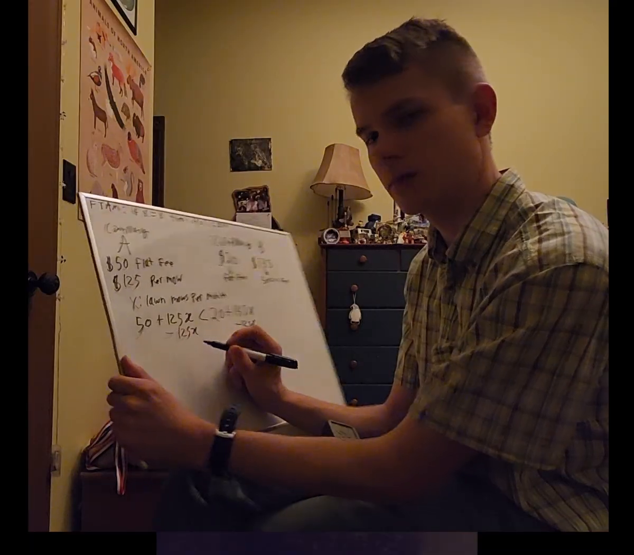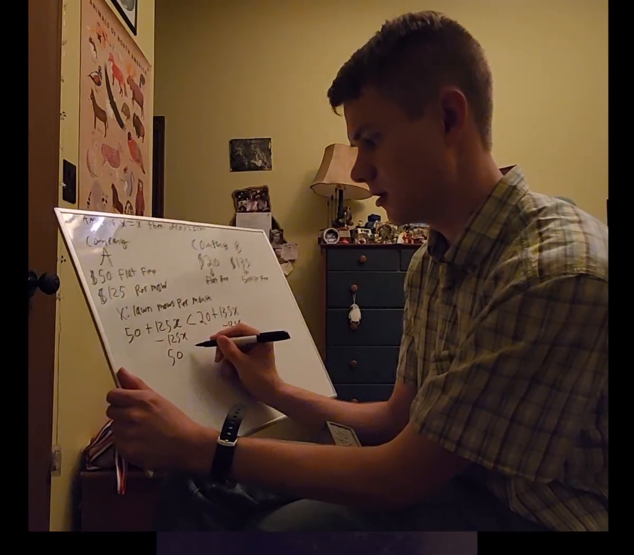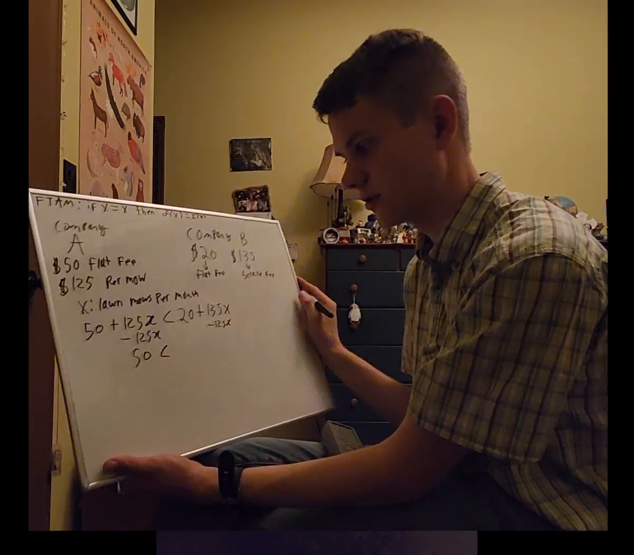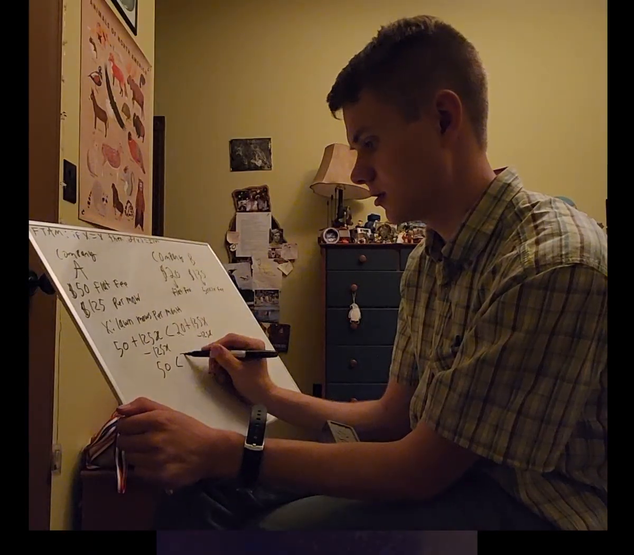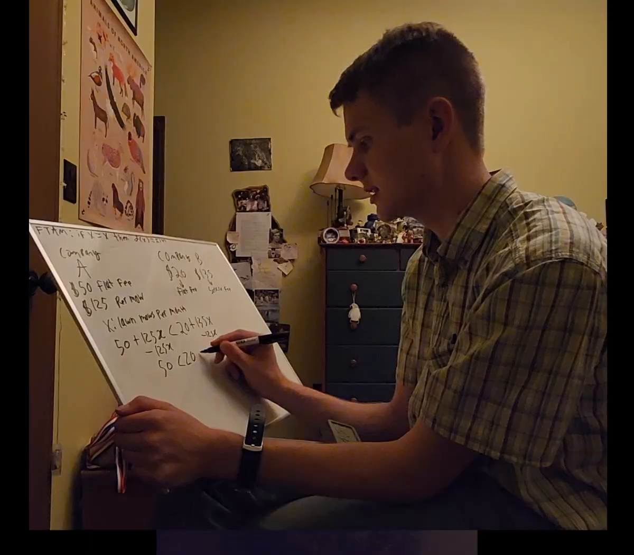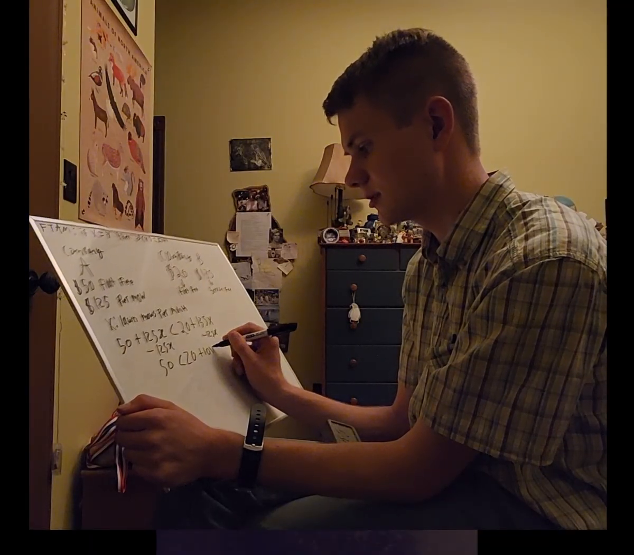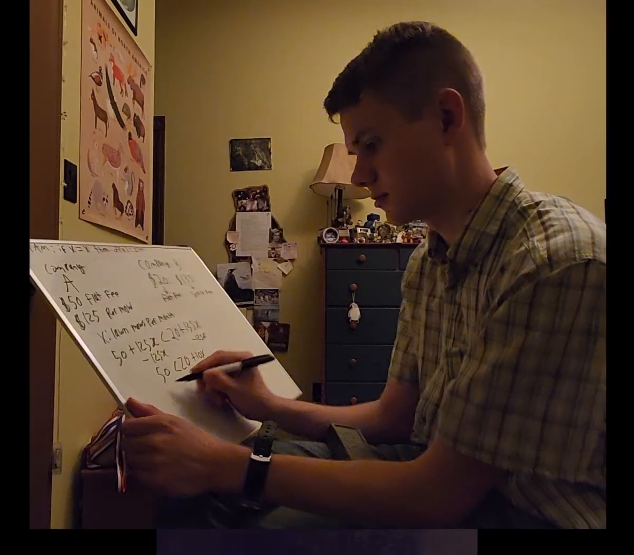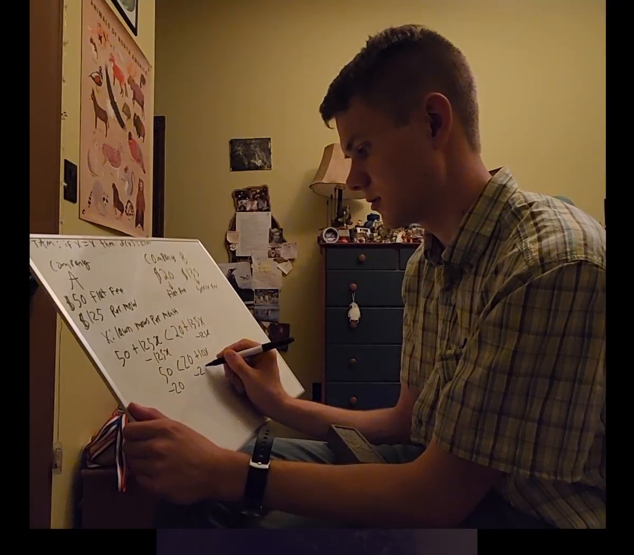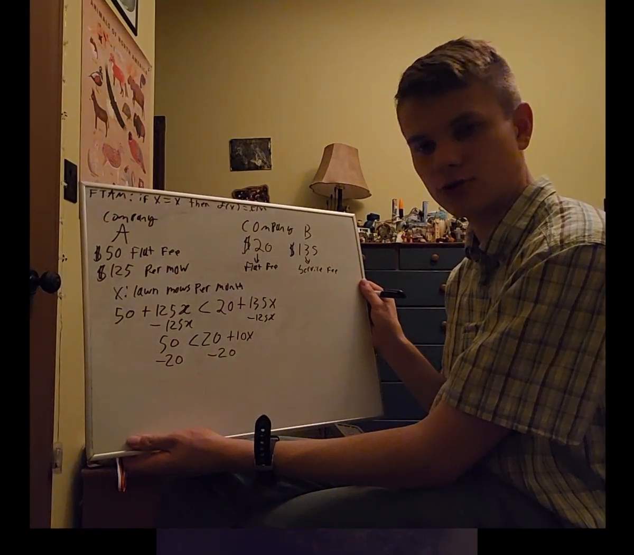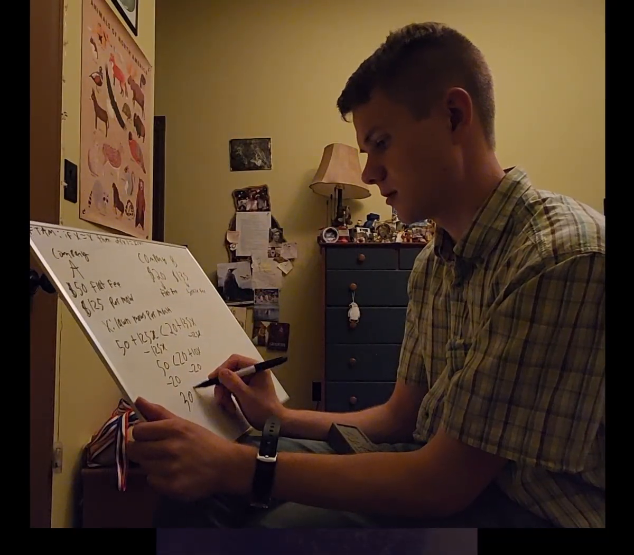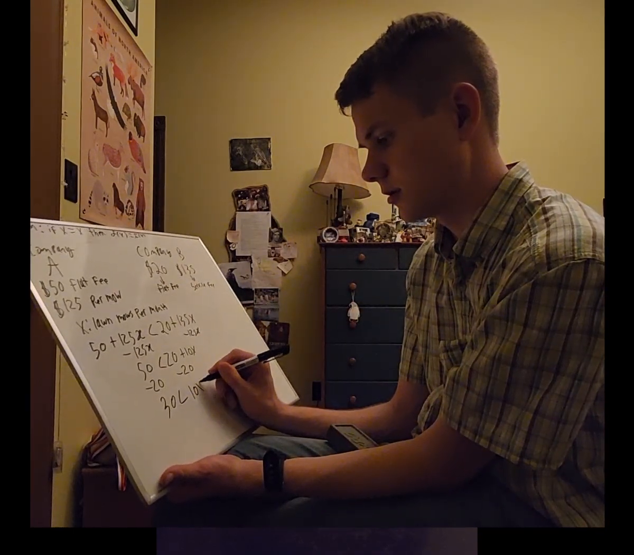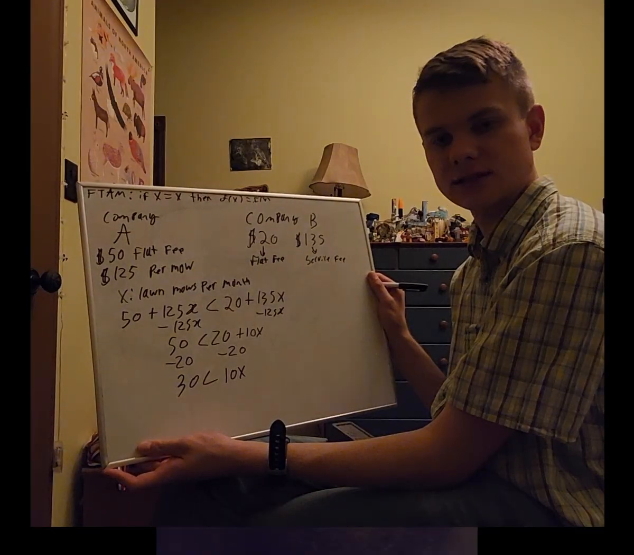Okay, what do we get? On this side, we get 50, which is less than 20 plus 135x minus 125x. So that's 20 plus 10x. So 50 is less than 20 plus 10x. Now we want to move this over here, so we subtract 20 from both sides. Now 50 minus 20 is 30, and 20 plus 10x minus 20 is 10x. So we got 30 is less than 10x.